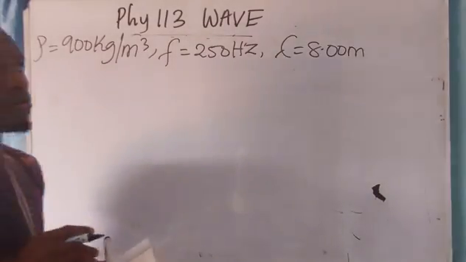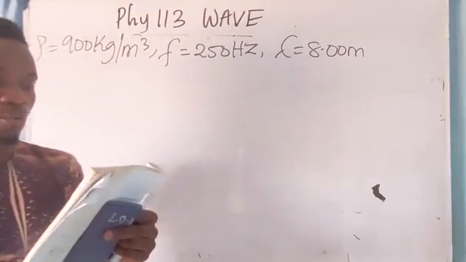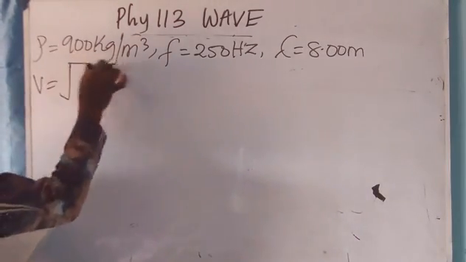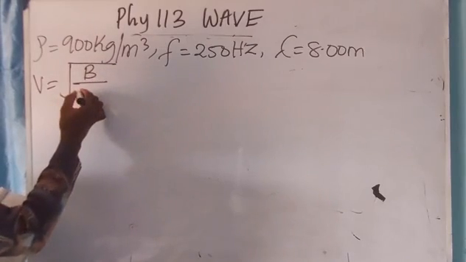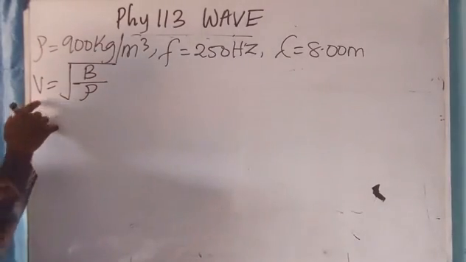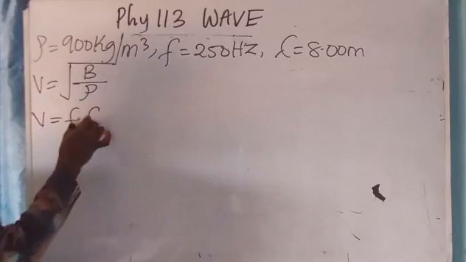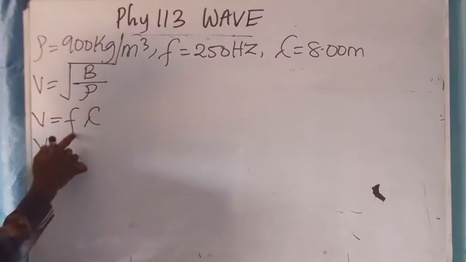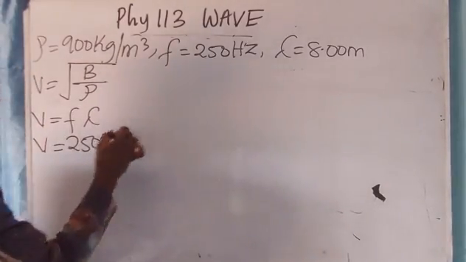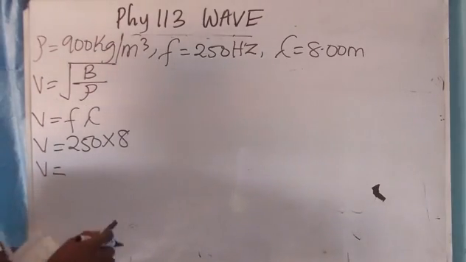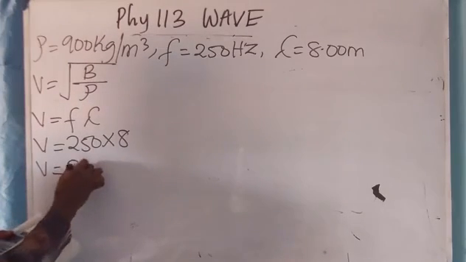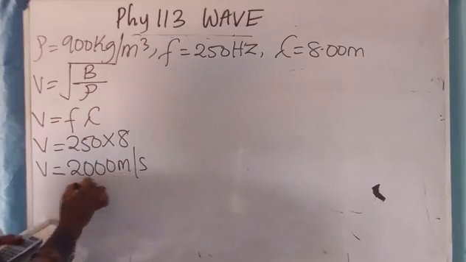That is the speed of a longitudinal wave. Okay. Now, I gave us that V is equal to the square root of B over density, but velocity was not given, right? For me to get velocity is f lambda, right? Velocity is equal to f, from the question 250, and lambda from the question is 8. So 250 times 8 equals 2000 meter per second.